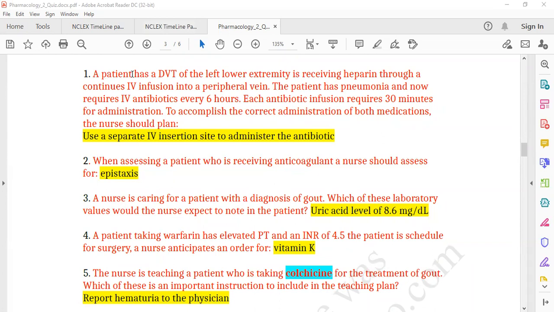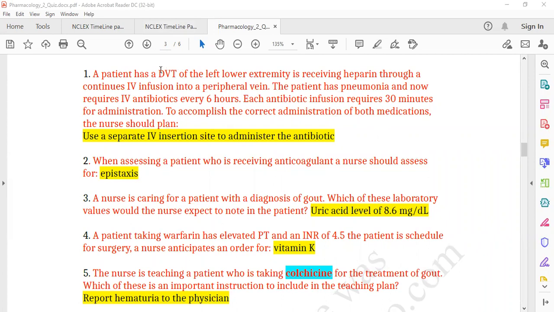Question number 1. A patient has deep vein thrombosis of the left lower extremity and is receiving heparin, the anticoagulant, through a continuous IV infusion into the peripheral vein. The patient has pneumonia and now requires IV antibiotics every 6 hours. Each antibiotic infusion requires 30 minutes for administration. To accomplish the correct administration of both medications, the nurse should plan what?